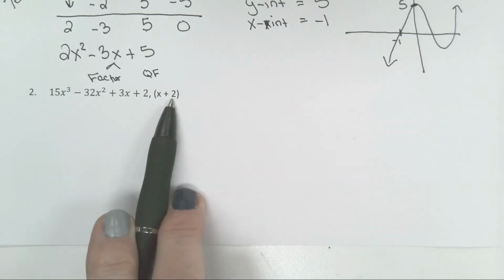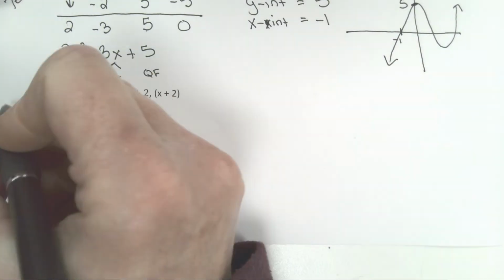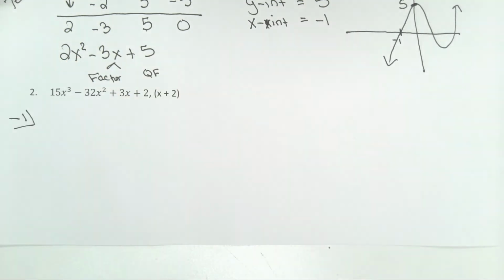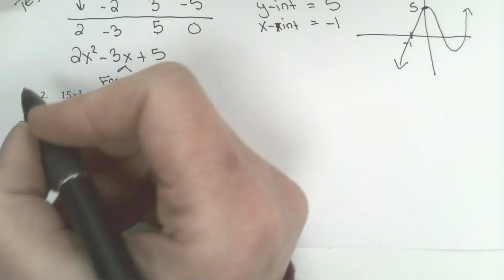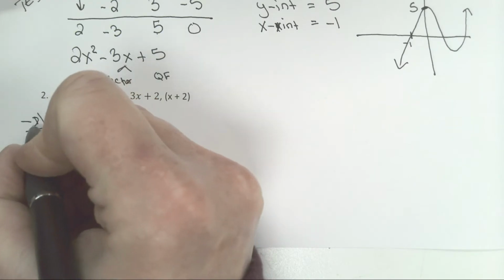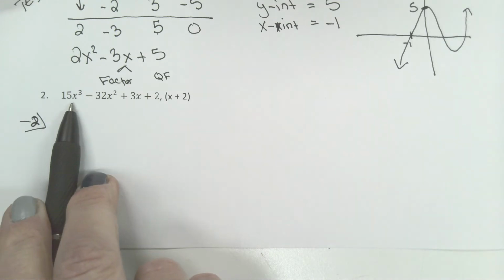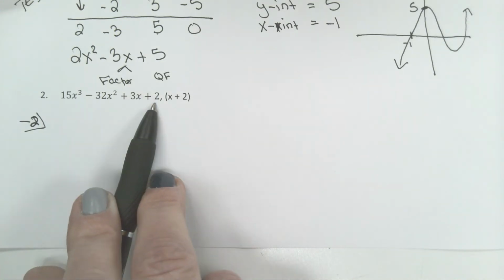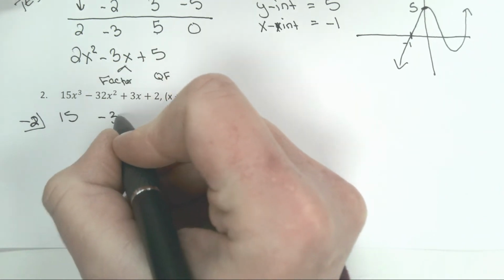Determine if this is a factor of the polynomial. So I'm going to run synthetic division. Oh gosh, sorry, that is a -2, my bad. Check your exponents, 3, 2, 1, nothing. So I don't have any missing zeros.